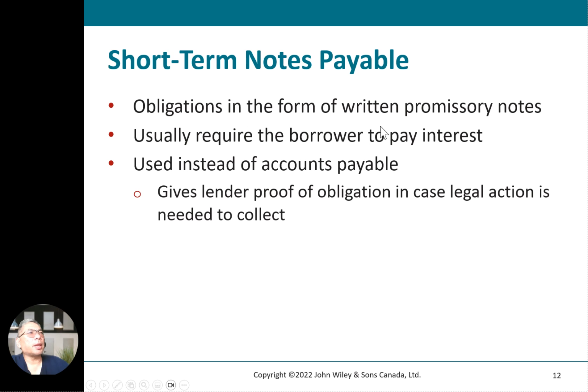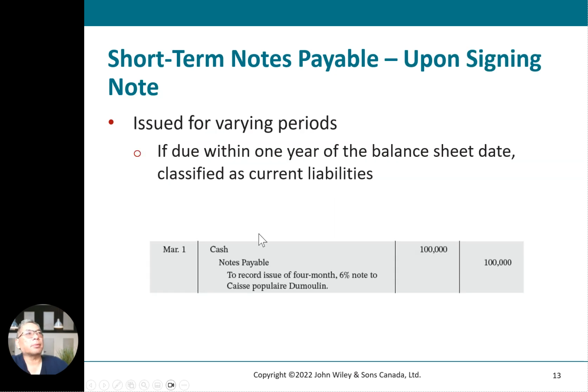Short-term note payable is an obligation in the form of a written promissory note that usually requires the borrower to pay interest. It is used instead of accounts payable and gives lenders proof of obligation in case of legal action if needed to collect. If due within 1 year of the balance sheet date, it is classified as a current liability. Cash 100,000 debit on March 1, note payable 100,000 credit to record issue of a 4-month, 6% note.